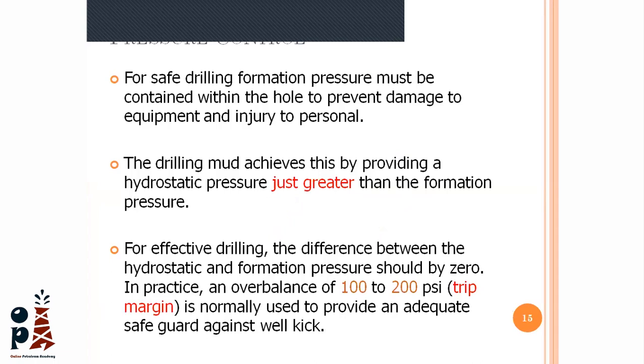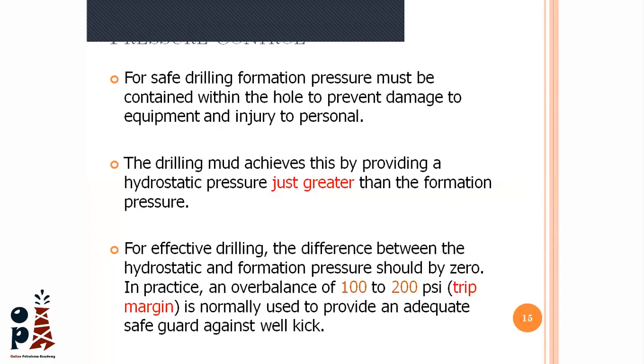So I told you that we have the mud window. We have to use hydrostatic pressure higher than the formation pressure, but lower than the fracture pressure. But what is the field usage of this concept? We use something called the trip margin. We use around, as a rule of thumb, from 100 to 200 psi as the overbalance.